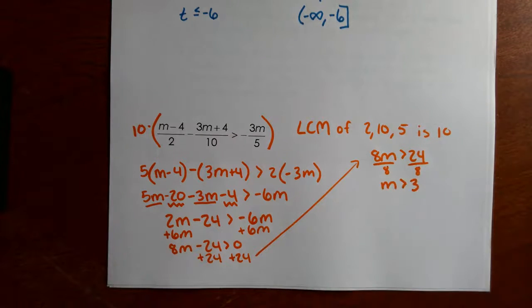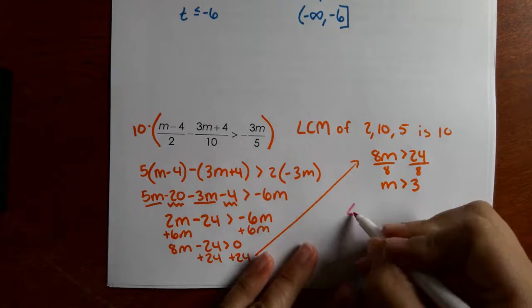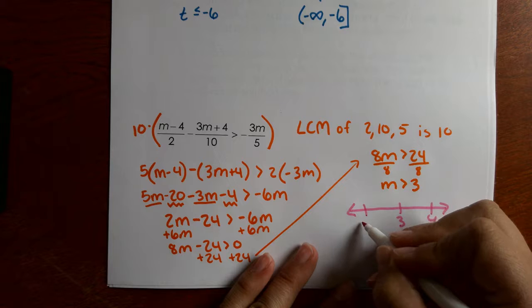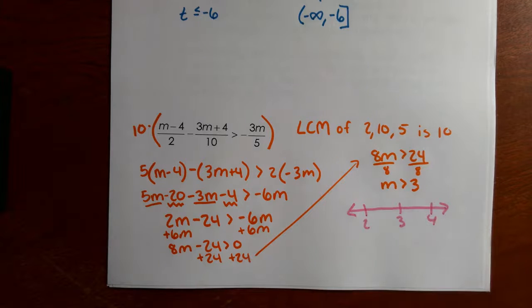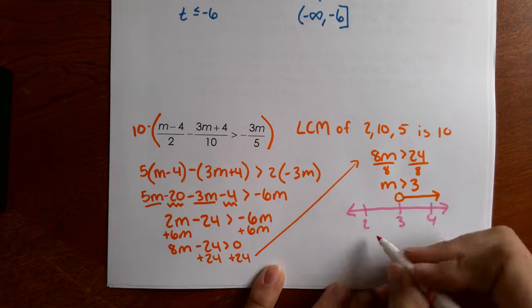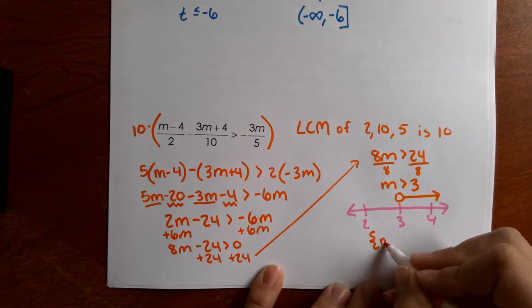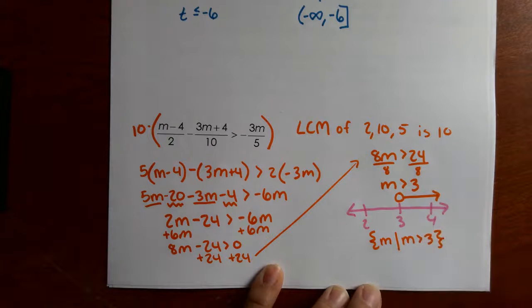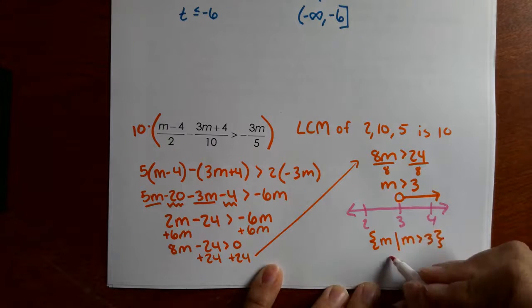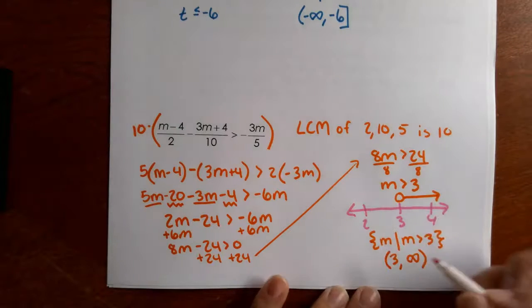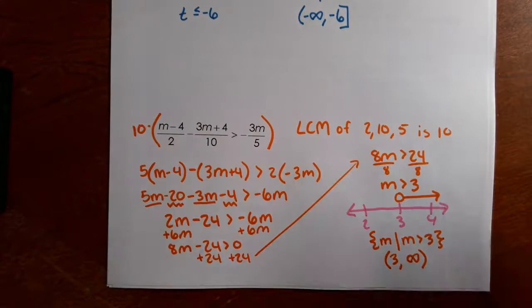So now I'm going to make my number line. Here's 3, 4, there's 2. I need an open circle at 3, arrow going to the right. My set builder notation, my variable is m, such that m is greater than 3. And my interval notation, the smallest I can get is 3, the biggest is infinity. That was an open circle at 3, so it gets a parenthesis.